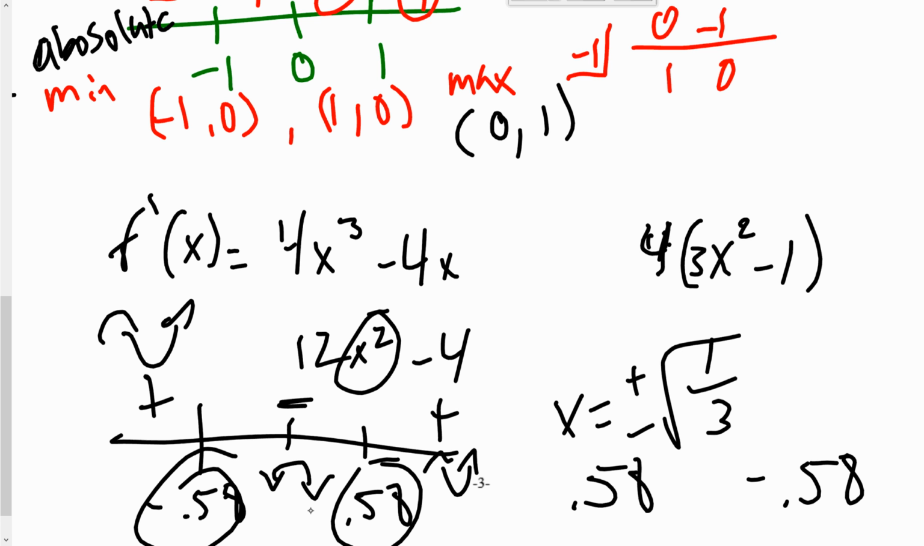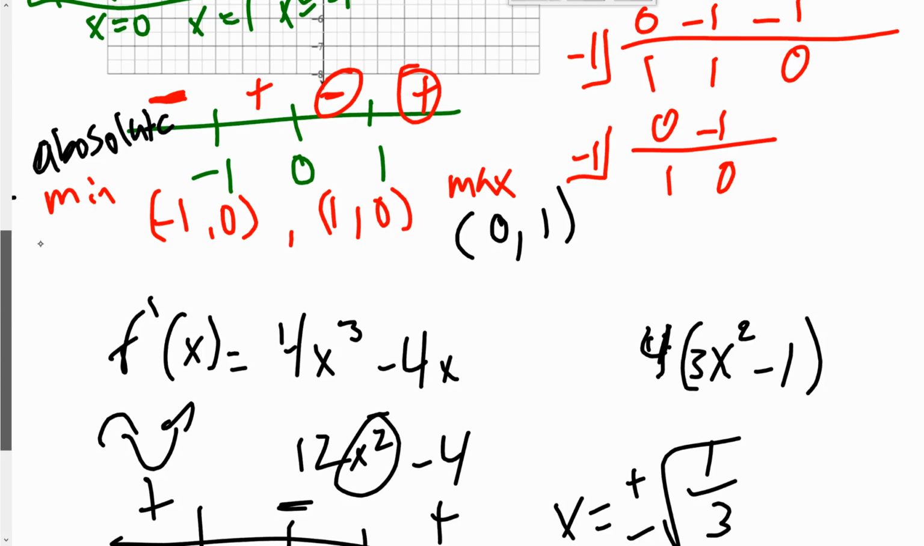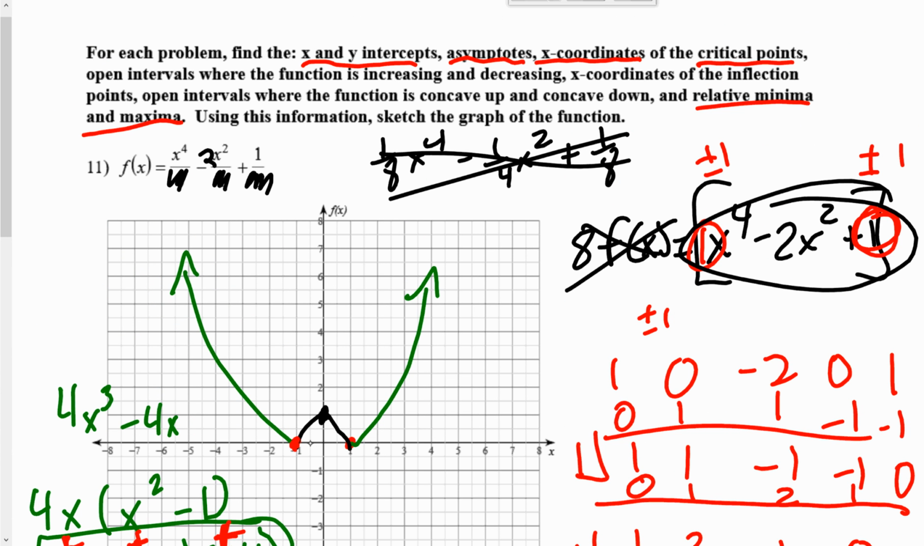So the crappy thing is I have inflection points at those two values. So that means I need to find the y value. I need to plug those two numbers back into my original function in order to graph. All right, so negative 0.58, somewhere about right here and somewhere about right there. So I need to find their y values, right? So here's my original.